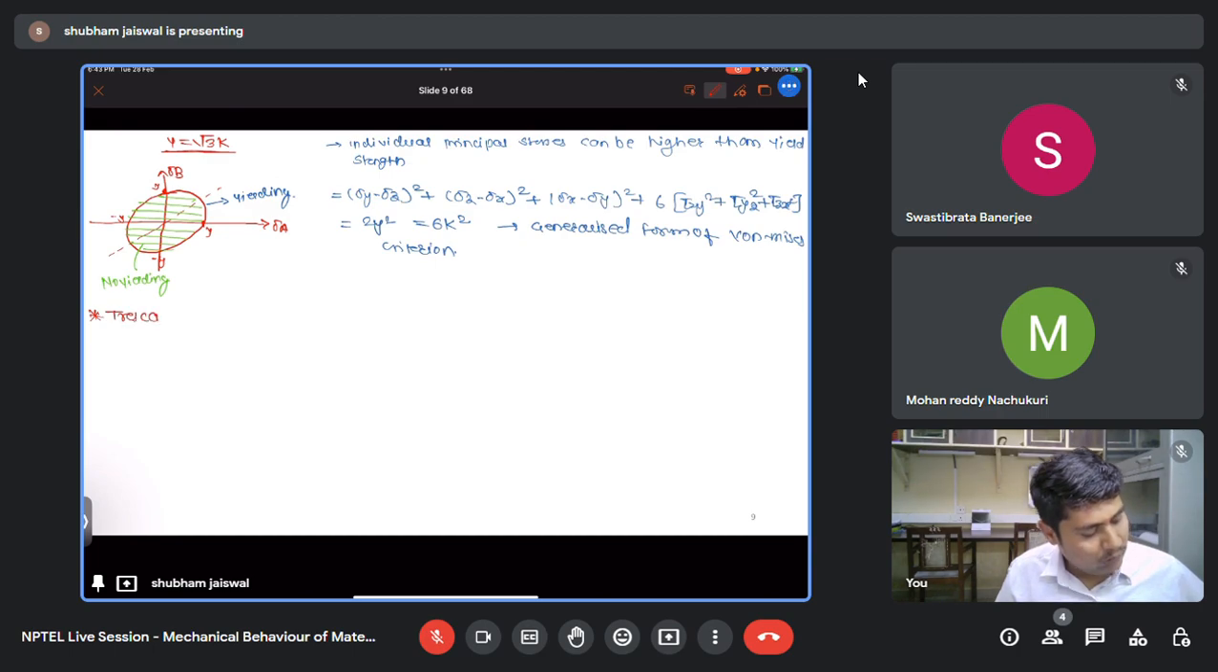After that we have seen the next criterion, that is the Tresca, also known as the maximum shear stress criterion.